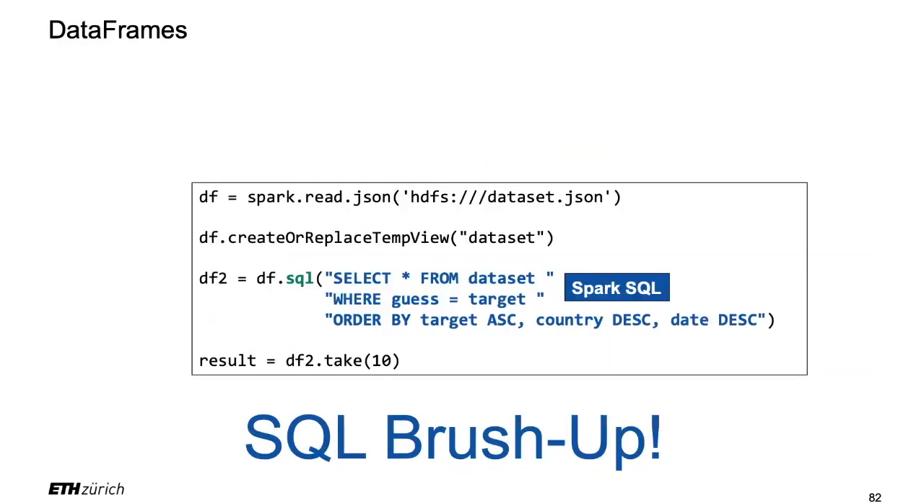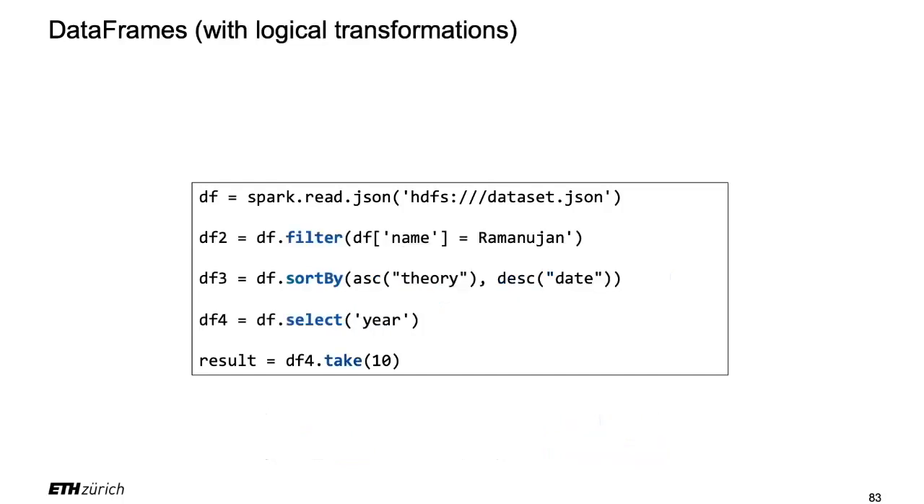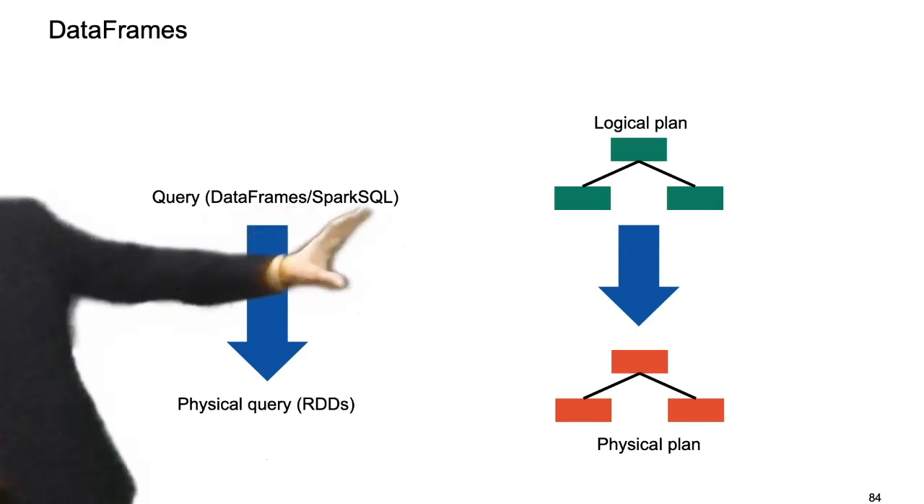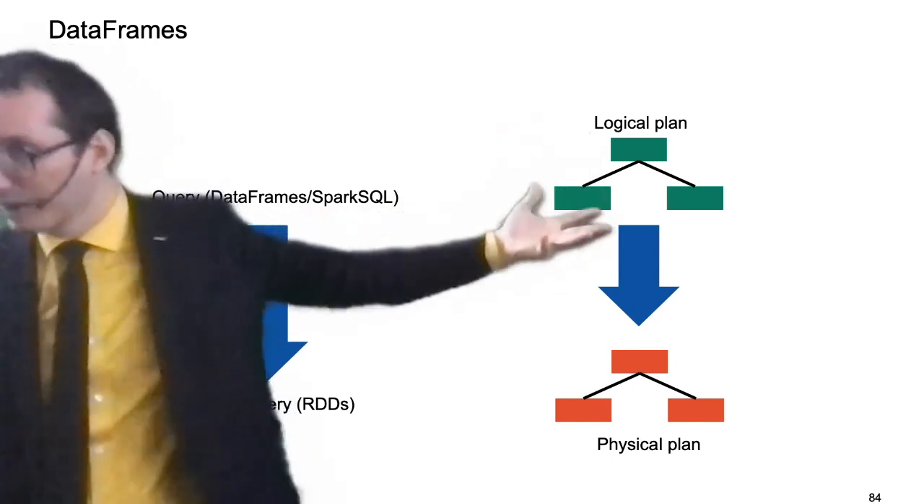Okay, so now we've done the SQL brush up. So you know about SQL, you know how it works. In particular, select from where, group by, having, order by, limit, offset. This is something you have to know by heart. Okay, so SQL or transformations. What's going to happen is that behind the scenes, when you create these data frames, Spark is automatically going to create RDDs in the background for you, but in a more efficient way. And it's going to map your logical plan with transformations on data frames or SQL.